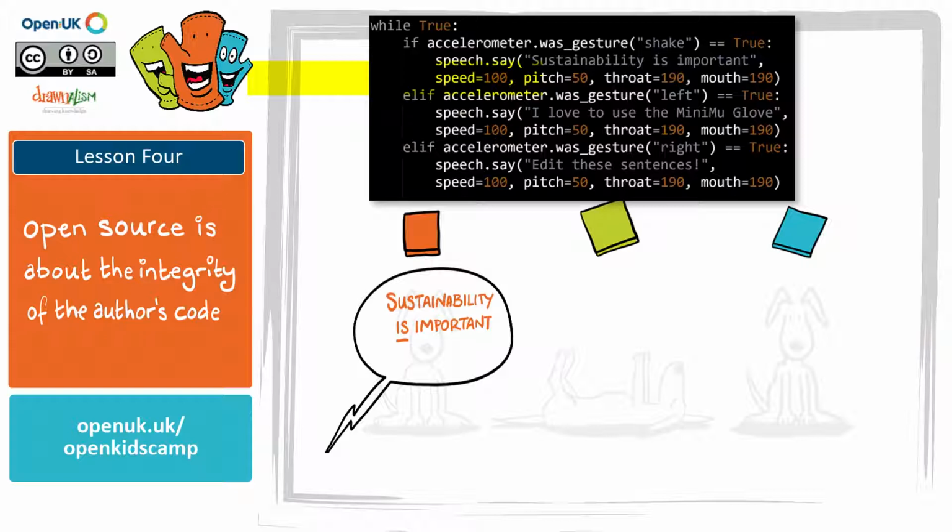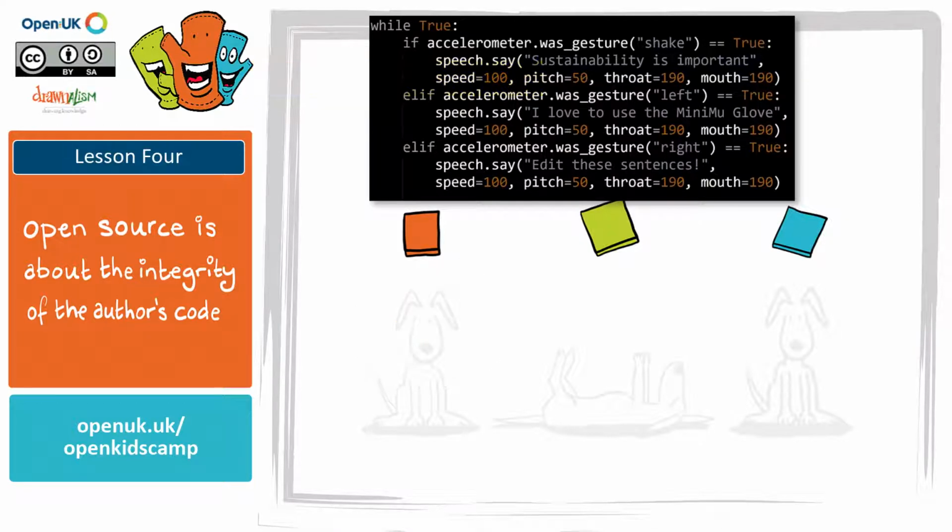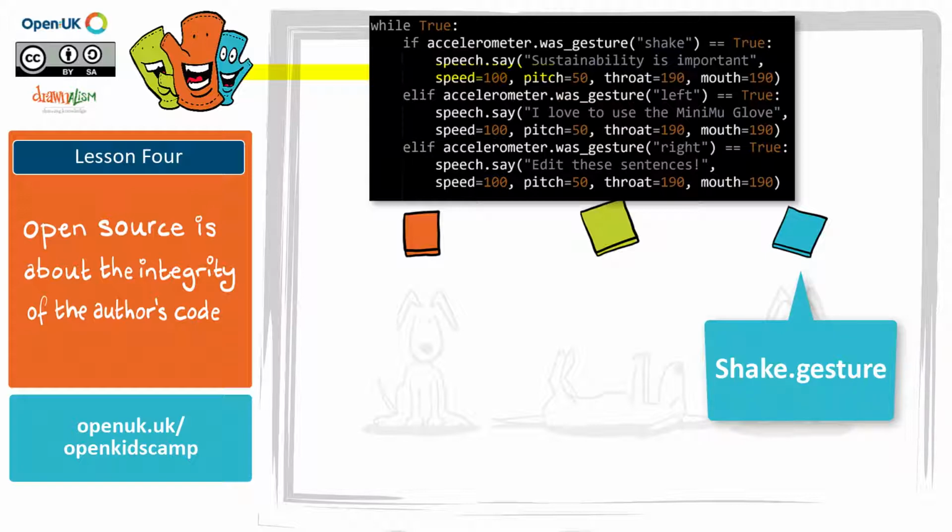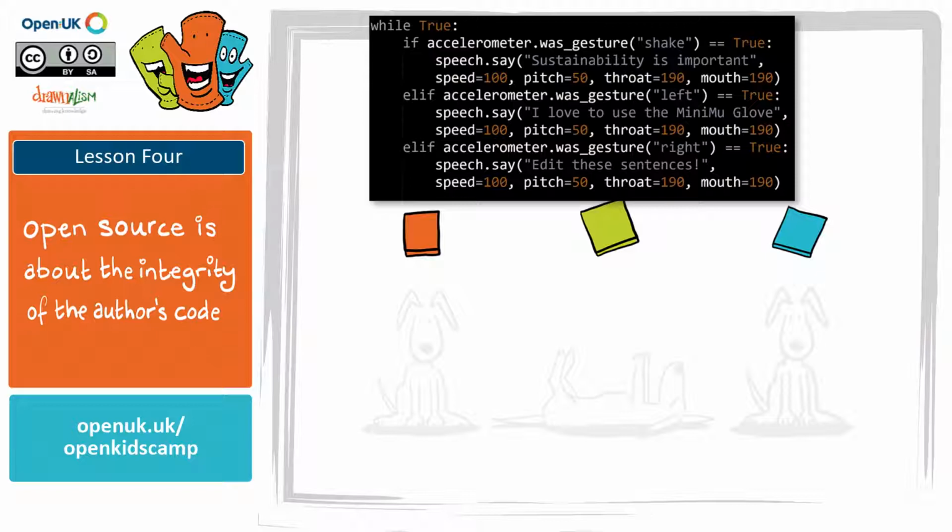Aha! Did you see that? Speech.say. Can you guess what that means? What other tricks do you think the speech module allows the microbit to do? Don't worry, we haven't forgotten about was gesture. Within the brackets for the was gesture statement, we have the word shake. This tells the program we are looking for the shake gesture from the microbit. So that's our first if condition.